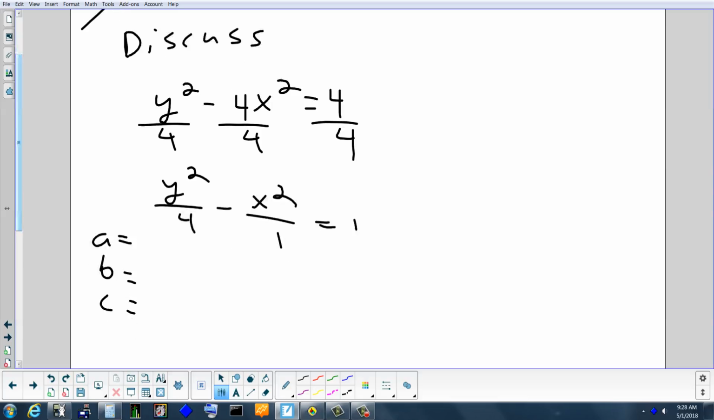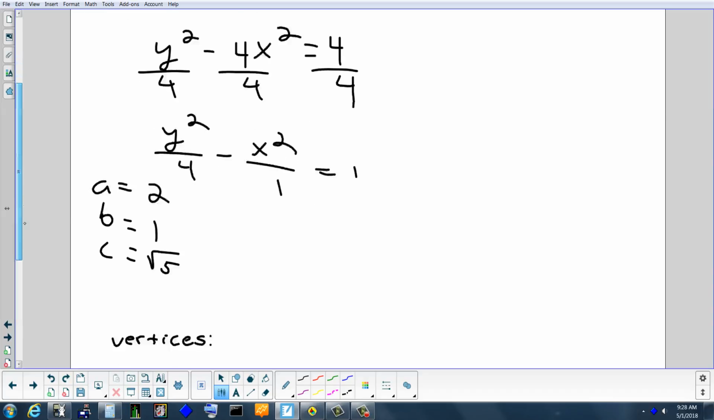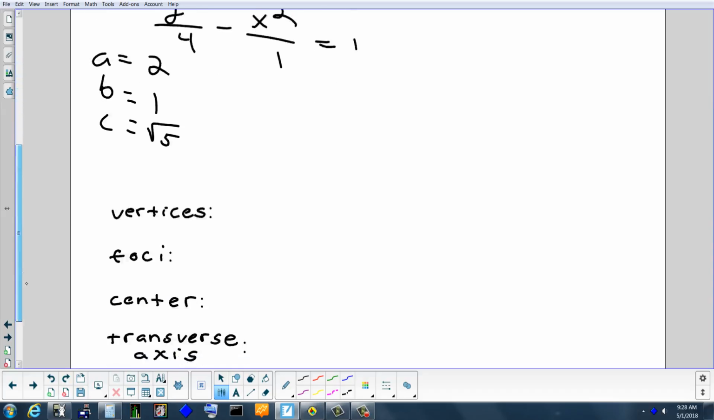Okay, so let's start with a. Sam, what's a in this case? 2. Yep. a is 2. b, Juliana? 1. Yep. So square root of 4, square root of 1. And c is a squared plus b squared. So c is going to be the square root of how much? Okay. 5. Okay. So now we're ready to discuss it.